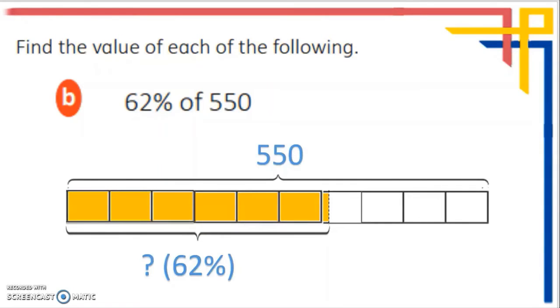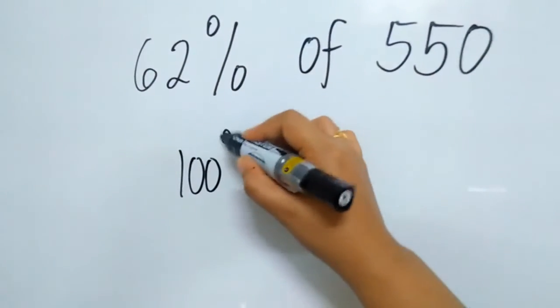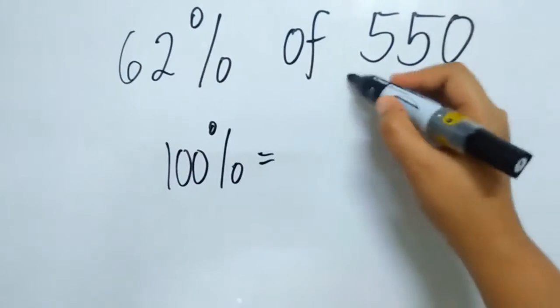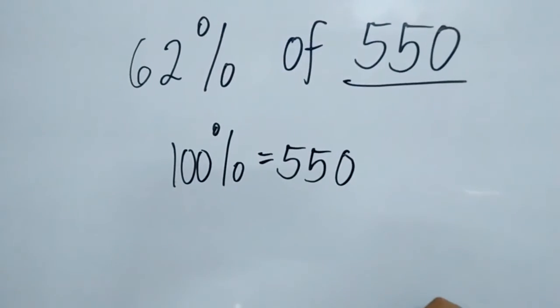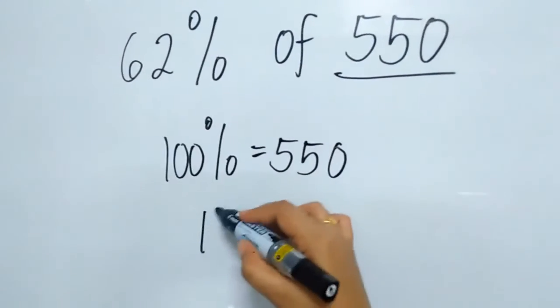Another example, 62% of 550. So the total is 550. Then we're going to take the 62%. So 6 blocks and a bit portion of the other block. That will be 62%. So let's do method 1. The 100% here is 550. Okay, so we're going to take 1%.